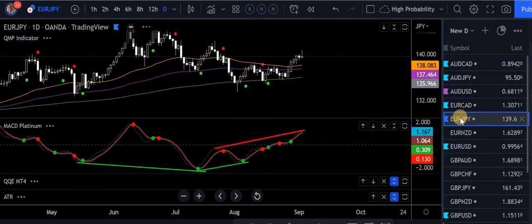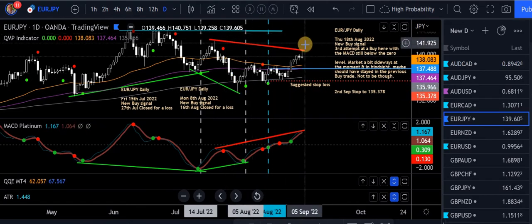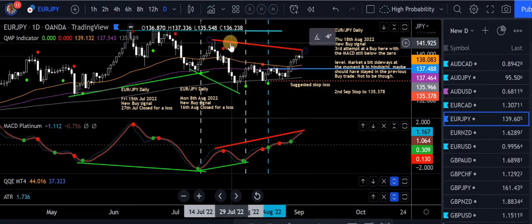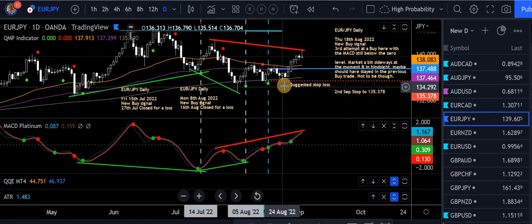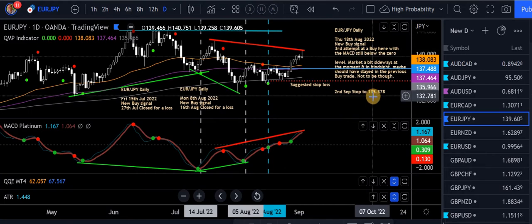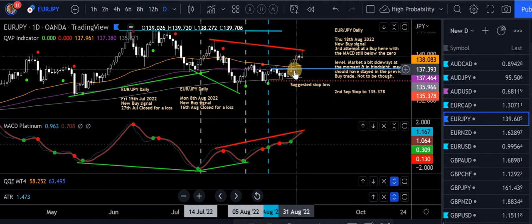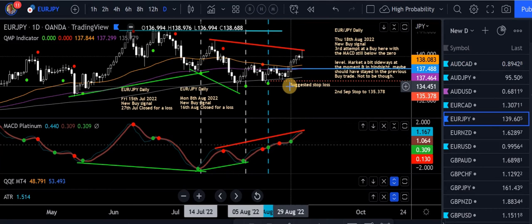Euro yen, what are we in here? A buy, I think. Yeah. It's going nowhere. We're in a buy here. Stops there. 2nd September stop. Yeah, stop's been moved up. 2nd of September. So when was that? Oh, yeah. On Friday. So I tightened the stop right up.